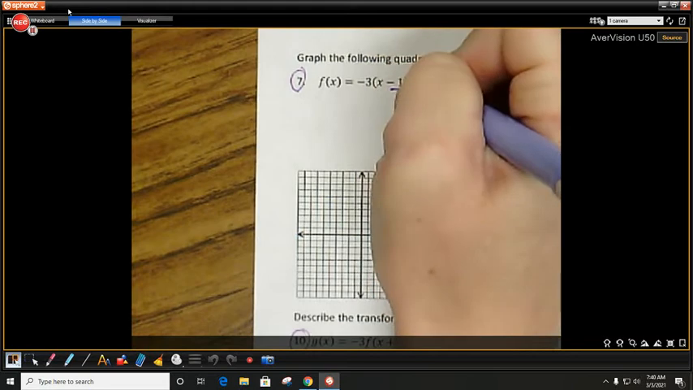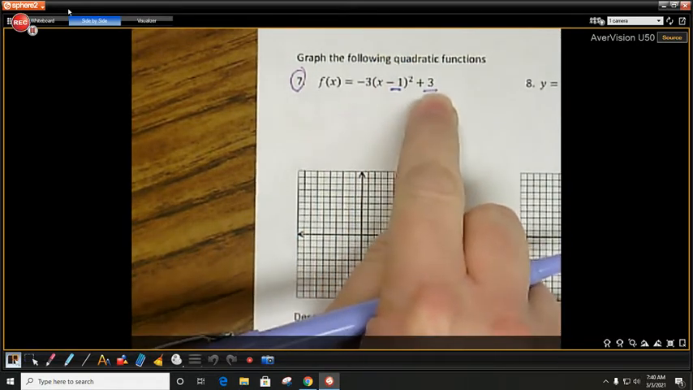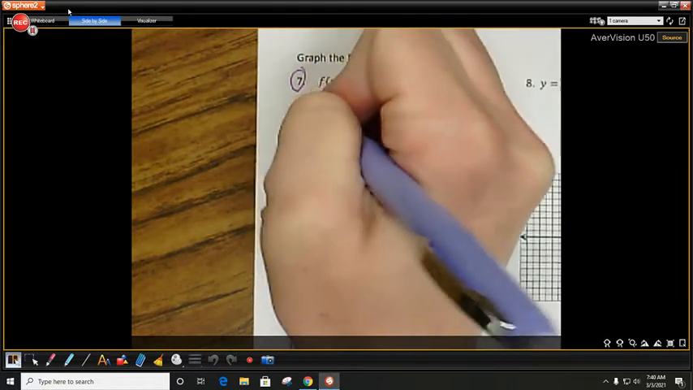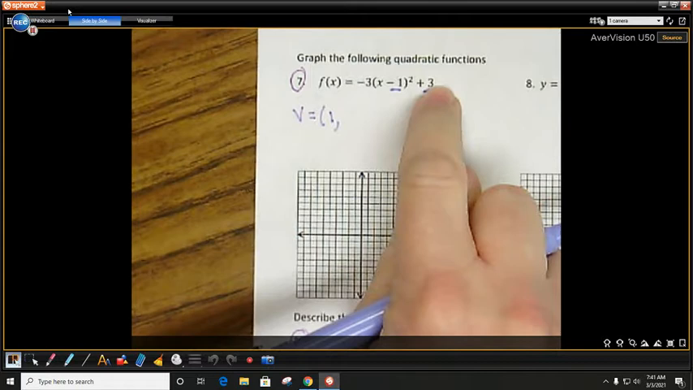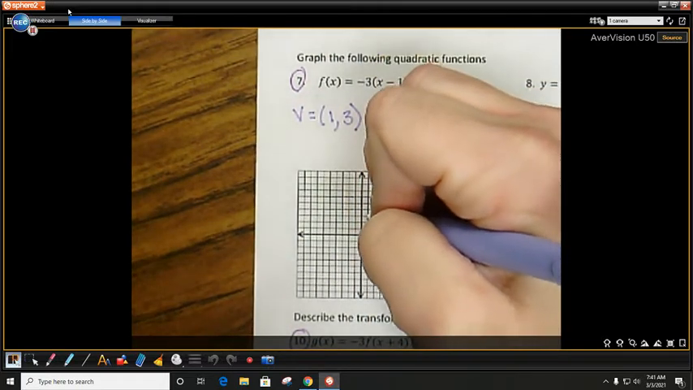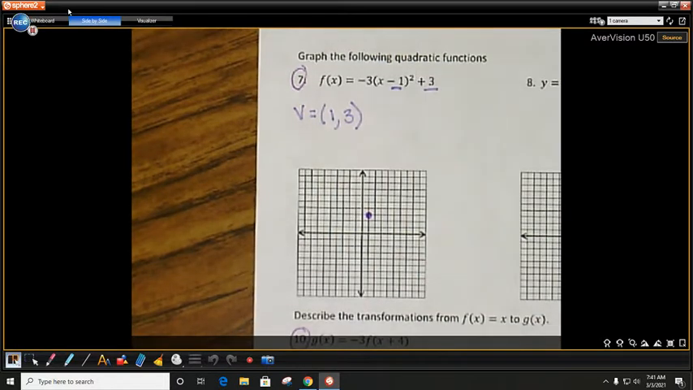Remember, your vertex is always the x value in the parentheses with x, comma, the constant out to the side. So my vertex is at the opposite of -1, which is +1, comma, 3. So I can put a dot at 1, 3. Now, we can plug in more values into our equation for x to find the corresponding y values.